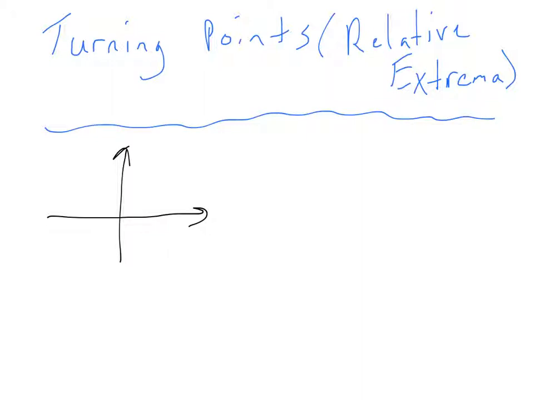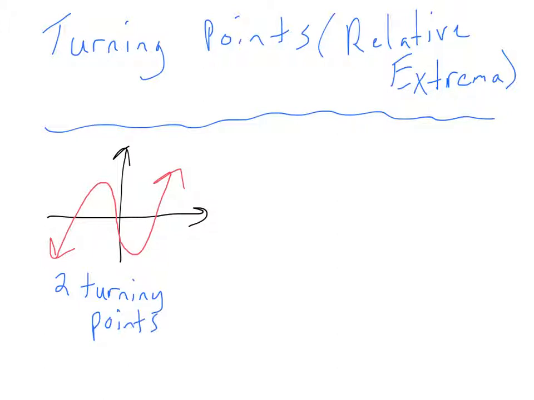a turning point is just any point where the function turns around. It goes from increasing to decreasing, or it goes from decreasing to increasing. So this function right here that I just drew has two turning points, also known as relative extrema. This one right here is a turning point because it goes from increasing to decreasing. We also call this a relative what? Maximum. Yeah, this is a relative maximum, and this is a relative minimum, okay?